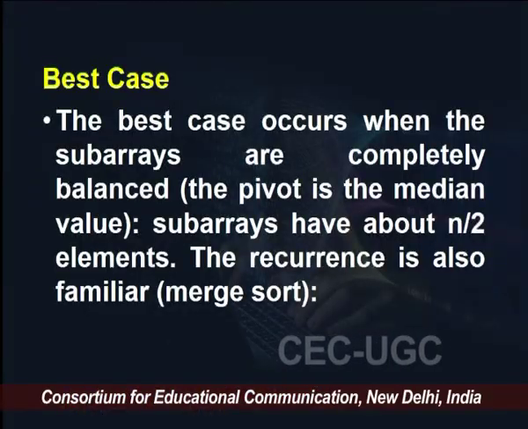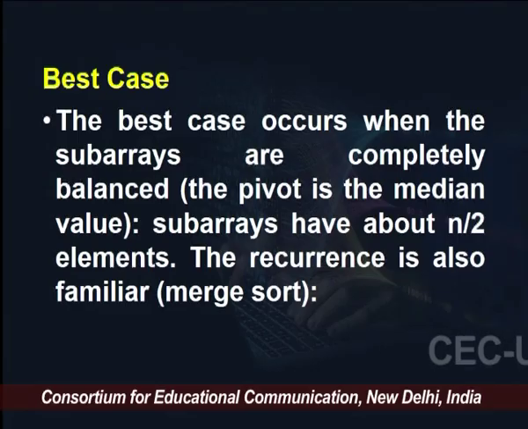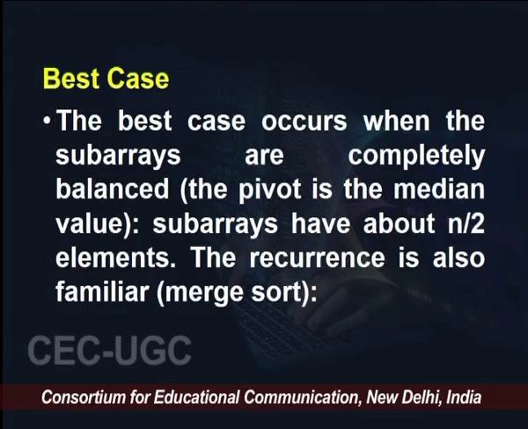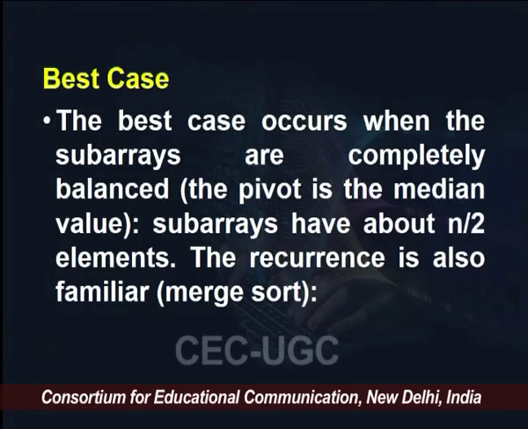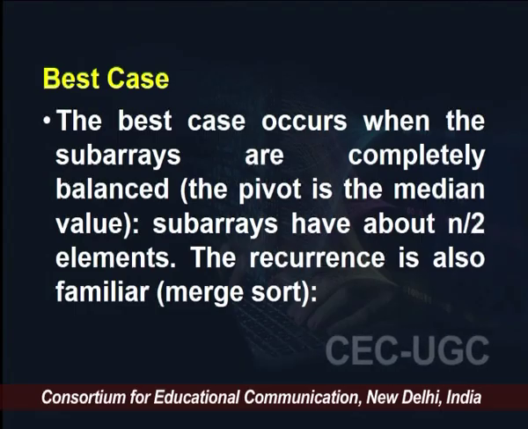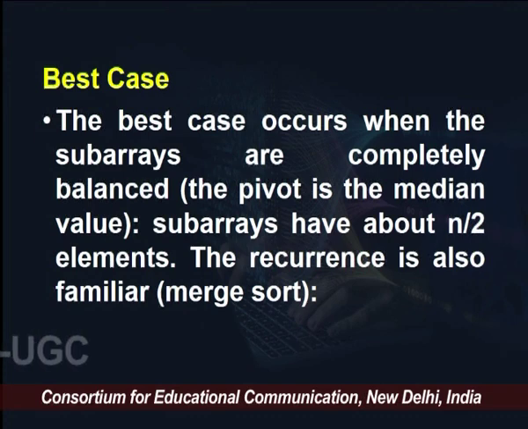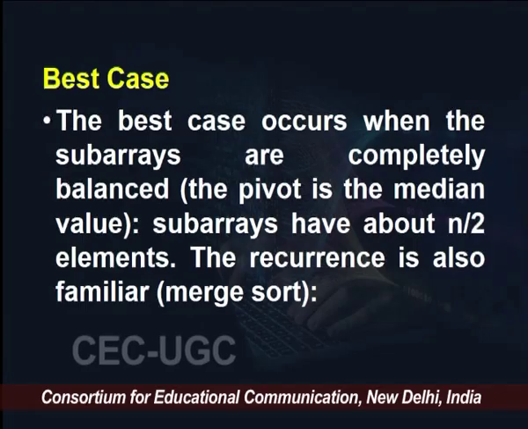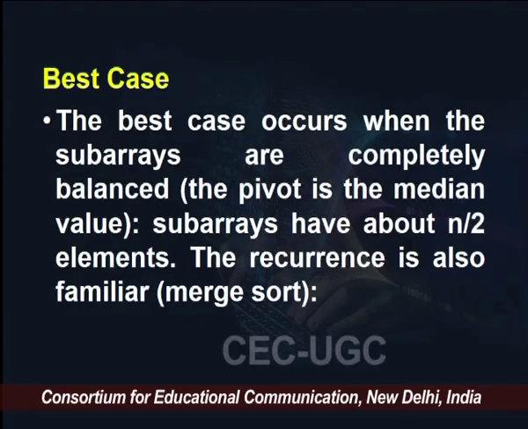Now, after this worst case, the best case occurs when the subarrays are completely balanced. That means they have approximately n by 2 elements. Why am I saying approximately or about n by 2 elements? Because the pivot is to be taken care of.